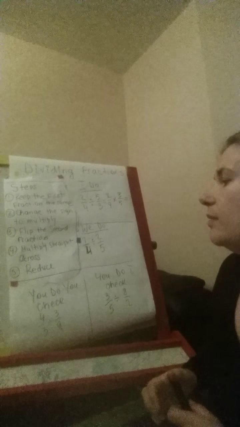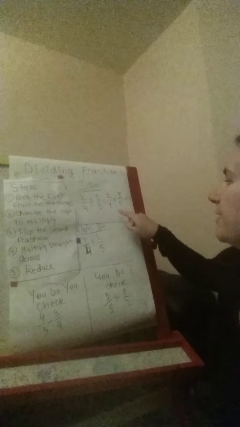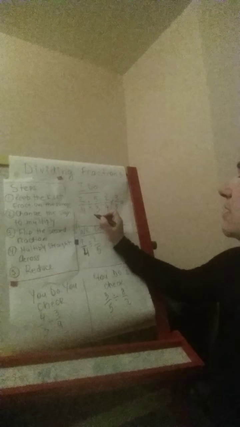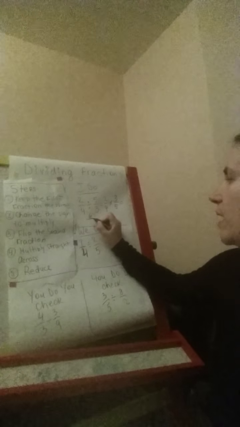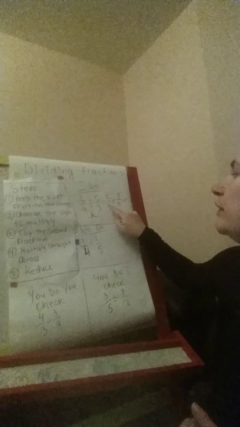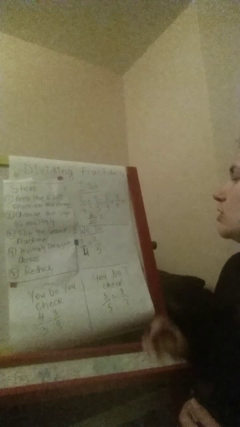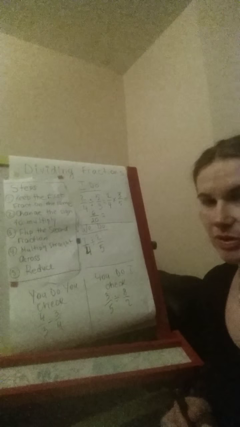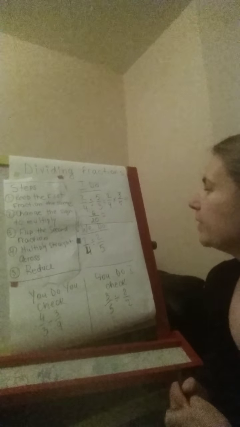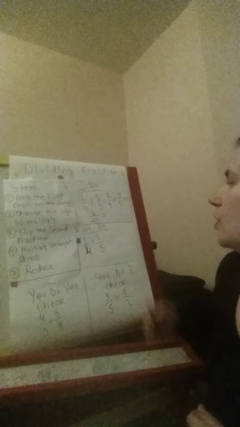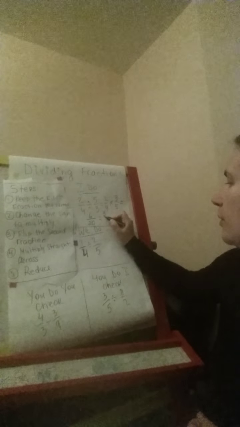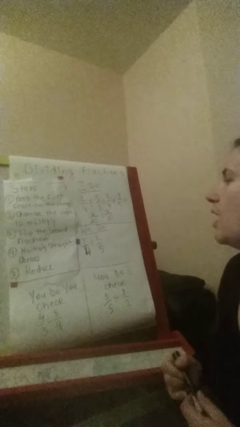What's the next step? Multiply straight across. 2 times 3 and 4 times 5. 2 times 3 is 6. I can use my calculator if I want to. 4 times 5 is 20. 6/20 can be reduced by 2, right? So 3/10 is our answer.